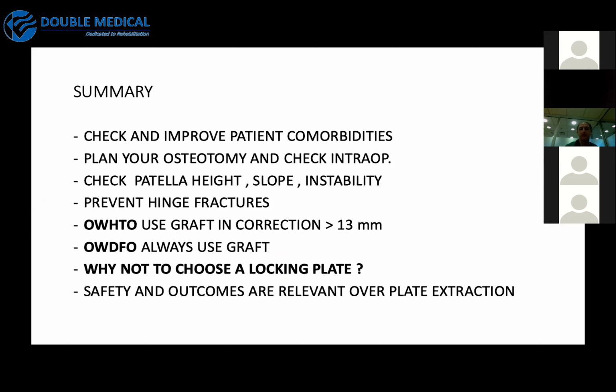You need to prevent hinge fractures with the recommendations that I and the other presenters have given you. And in an open wedge HTO, you just need to use graft if the correction is over 13 millimeters. And in an open wedge distal femoral osteotomy, I always use graft. It has been demonstrated that over 7 millimeters of correction on the femur, you need to use some kind of graft.